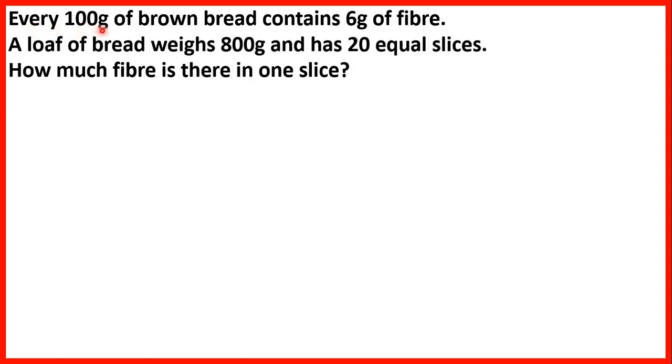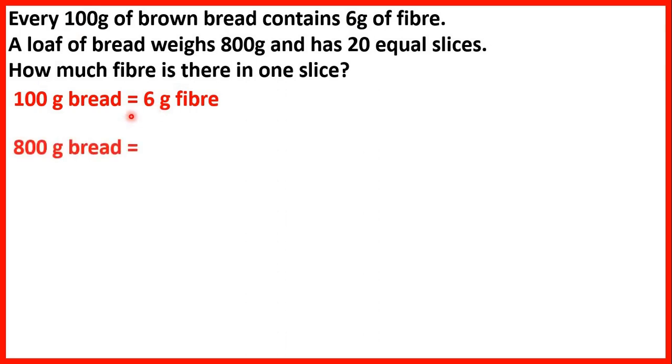Every 100 grams of brown bread contains 6 grams of fibre. A loaf of bread weighs 800 grams and has 20 equal slices. How much fibre is there in one slice? So we know that for 100 grams of bread, we have 6 grams of fibre. A loaf of bread is 800 grams, so that's 100 times 8, and 6 grams times 8 is 48.